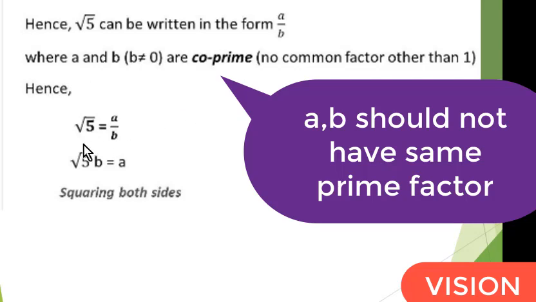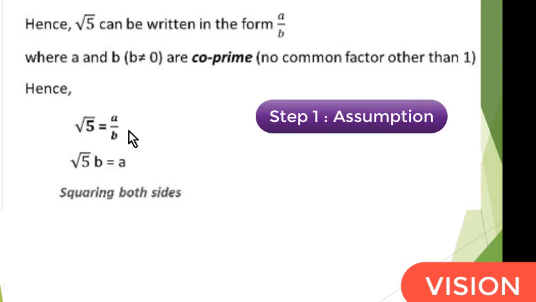Here the first step is the assumption: root 5 equal to a by b. A by b is the rational number. We know already that root 5 is irrational, but we have to prove it mathematically. We are assuming that root 5 is rational.